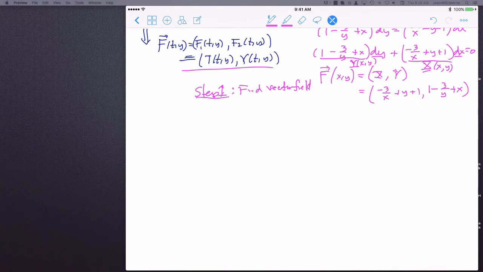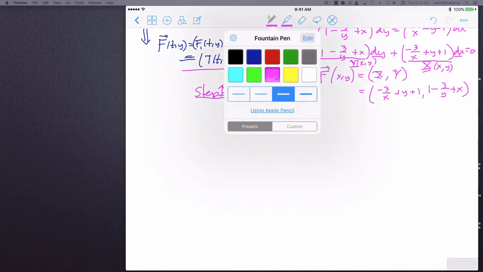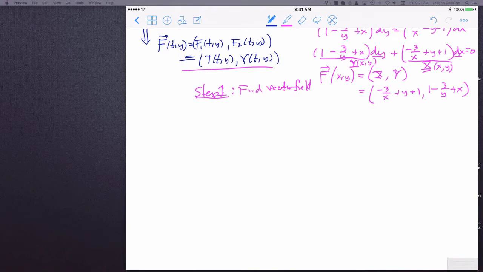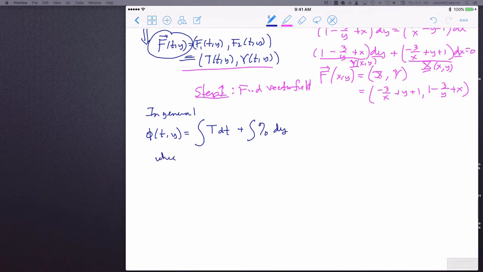Recall that in general, once you have your vector field, the solution was to find your potential function by doing the integral of T dt plus the integral of psi dy, where psi is equal to big function Y minus the integral of the partial derivative of T with respect to y, integrated with respect to t.